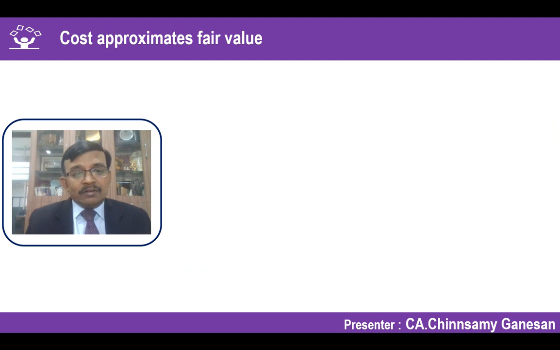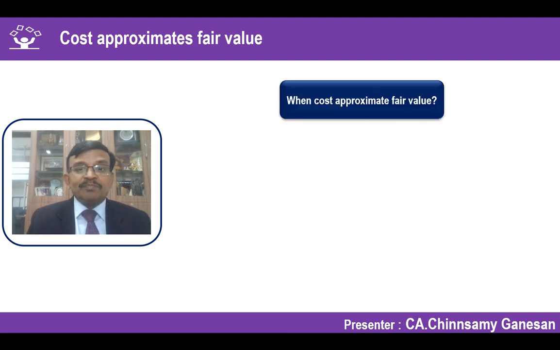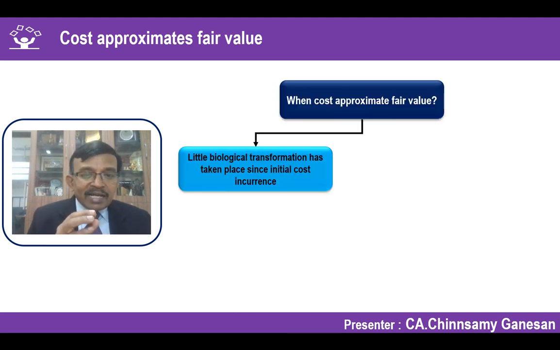Now, one exception where it says the cost could approximate fair value. It also checks certain scenarios where it is possible: where the biological transformations are very, very little. So nothing is a big biological transformation. Now I have only put the seed, nothing has grown even as a sapling. So if I am doing a fair valuation, nothing is going to come out as a fair value. So to that extent, little biological transformation has happened and the cost is equivalent to the fair value.